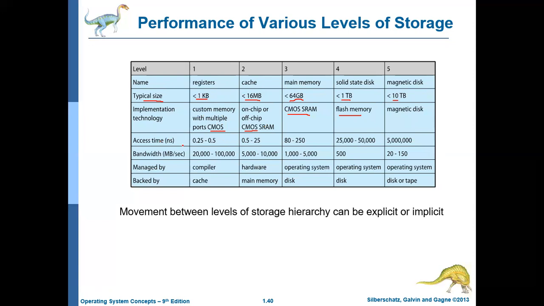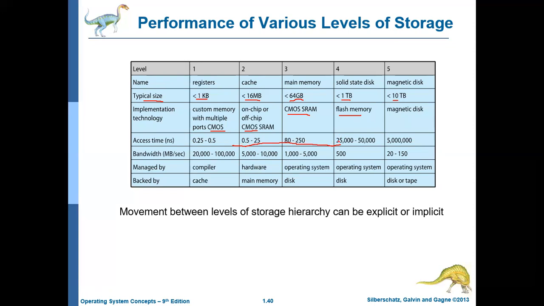And access time: these devices can be accessed at a much faster rate when compared to those devices. As you move in this direction, the access time increases, which means they are slower to access. Registers can be accessed in a very short time, from 0.25 nanoseconds to 0.5 nanoseconds. Content in cache memory can be accessed from 0.5 nanoseconds to 25 nanoseconds. And main memory contents can be accessed between 80 nanoseconds and 250 nanoseconds.